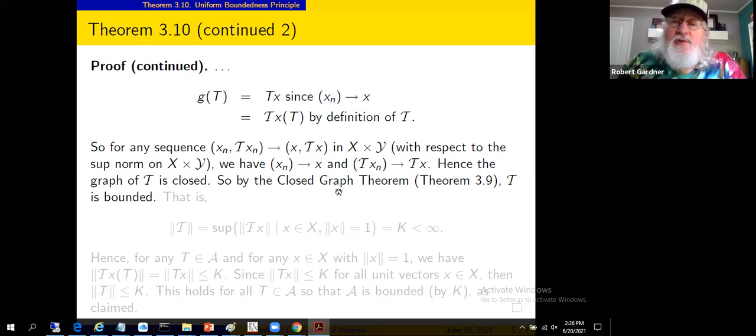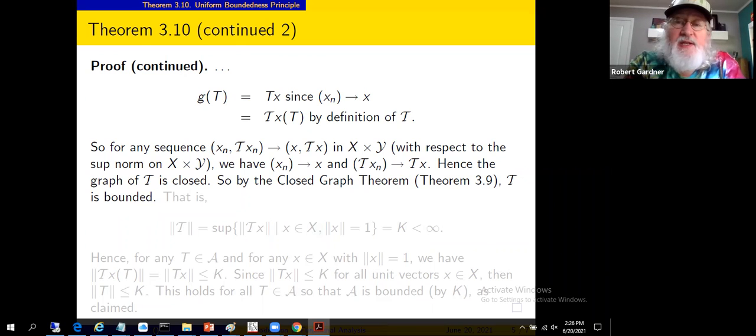If the graph is closed, as we just saw, the closed graph theorem tells us the associated function for which we're considering the graph. We're considering input values and output values from calligraphy T, so it's the graph of calligraphy T. So the graph of calligraphy T is closed and calligraphy T is bounded. That's the closed graph theorem. So calligraphy T is bounded. We're almost done. So what are we trying to show? We're trying to show set calligraphy A is bounded.